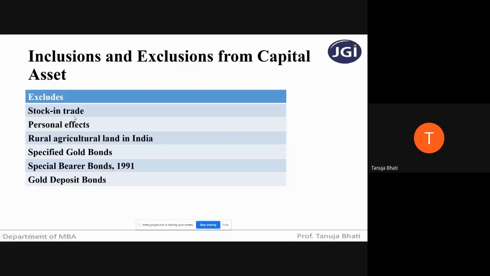First of all, what is the meaning of stock in trade, students? Stock in trade is nothing but you can say consumables or raw materials, which is held by the business or profession in order to sell it off.